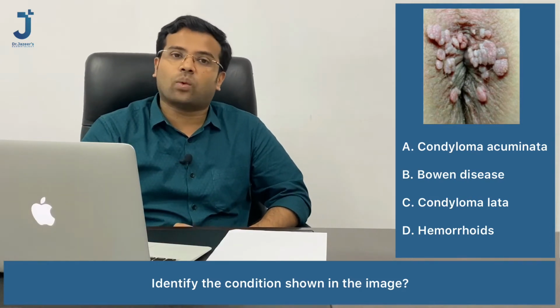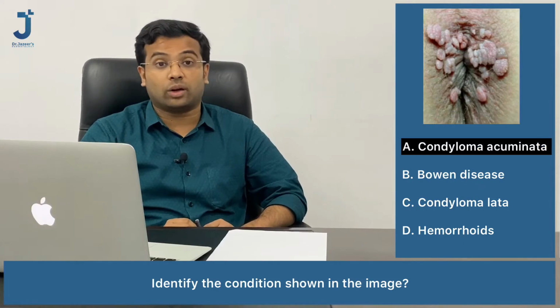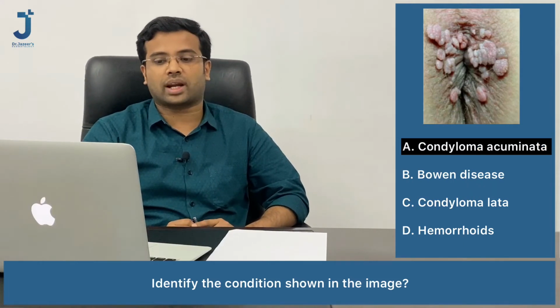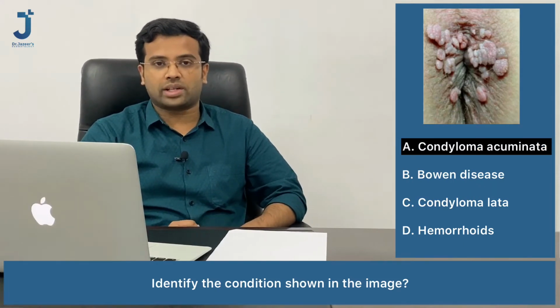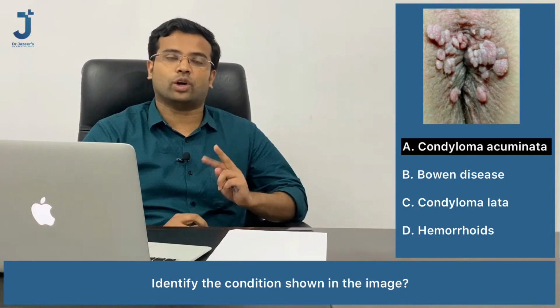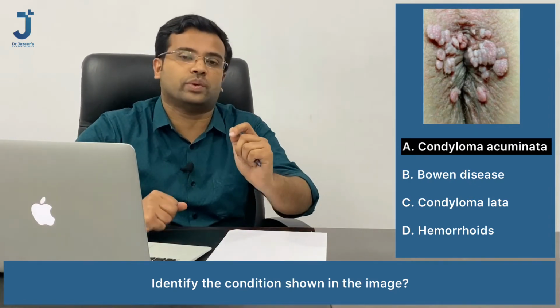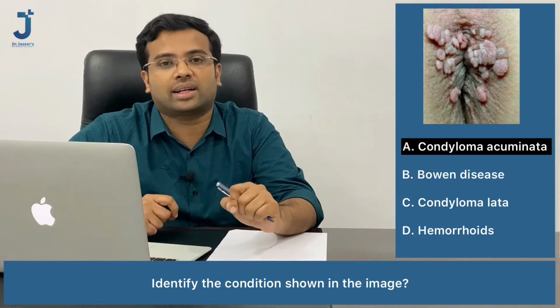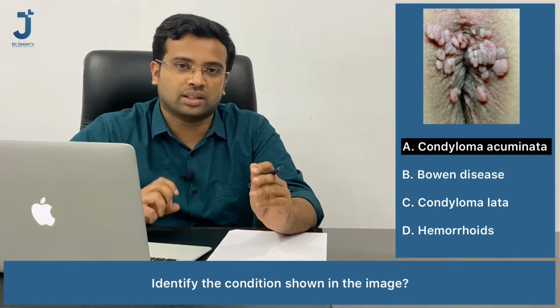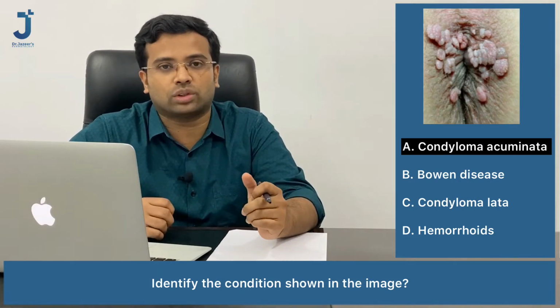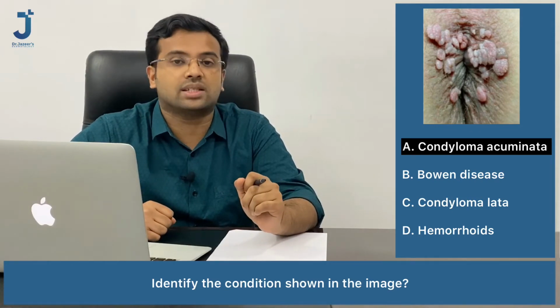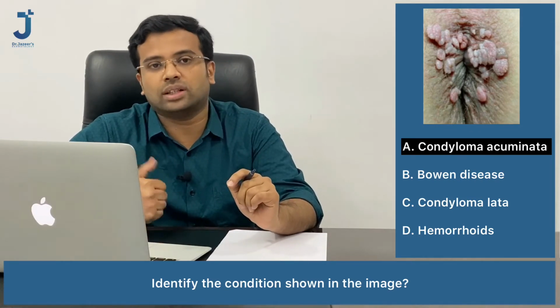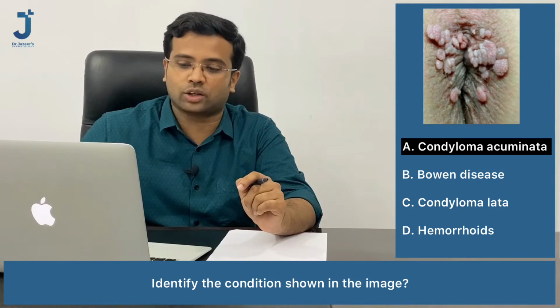Genital warts are otherwise called condyloma acuminata. So the right answer is option A. Now what is condyloma lata? You always tend to get confused between both of these. Condyloma lata is seen in secondary syphilis. These are again some warty type of growth which is very much infective, seen in secondary syphilis. So here the right answer would be condyloma acuminata.